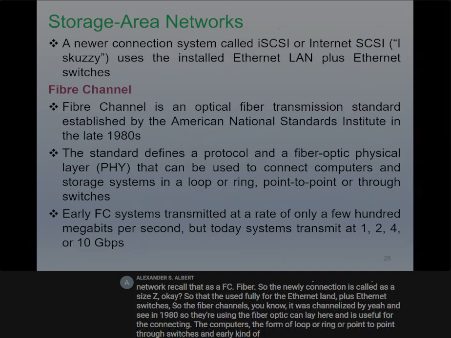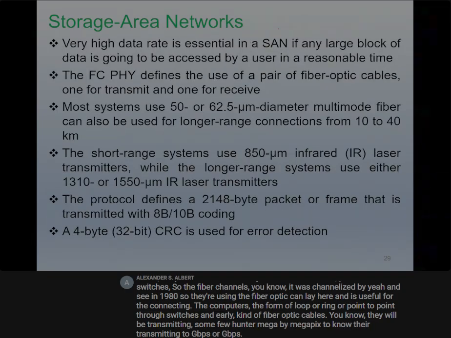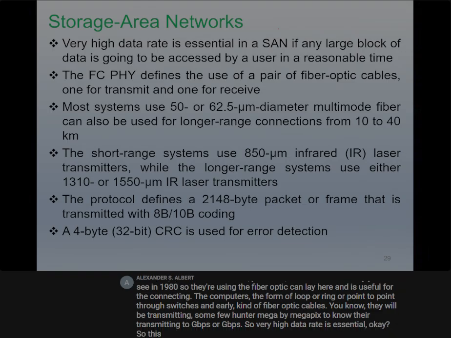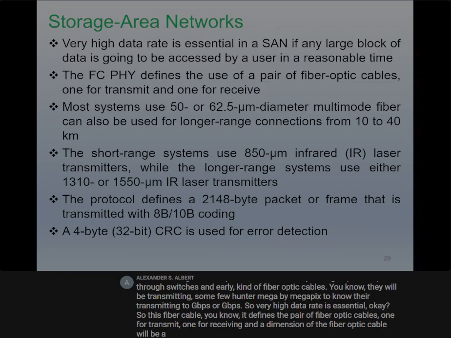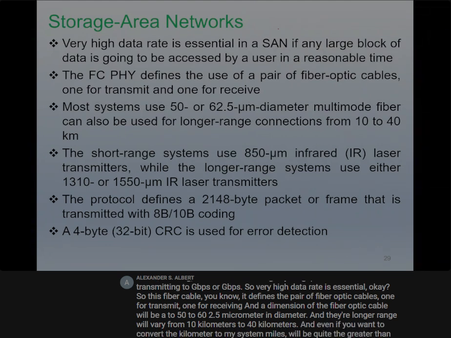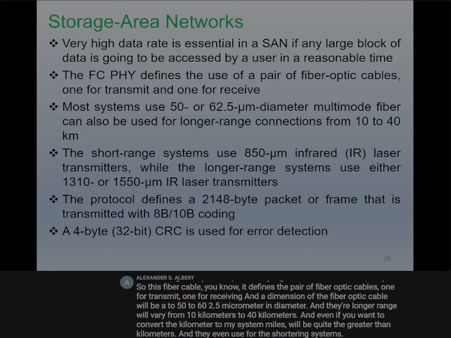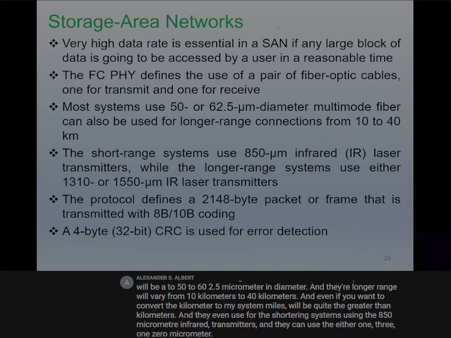Early fiber optic cables transmitted a few hundred megabits, and now they transmit Gbps, many Gbps, so a very high data rate is essential. This fiber cable defines a pair of fiber optic cables, one for transmit and one for receiving. The dimension of the fiber optic cable is 50 to 62.5 micrometers in diameter, and the longer range varies from 10 kilometers to 40 kilometers. Miles would be quite a bit fewer than kilometers. They are also used for short range systems using 850 nanometer infrared transmitters, or 1310 nanometer laser transmitters.